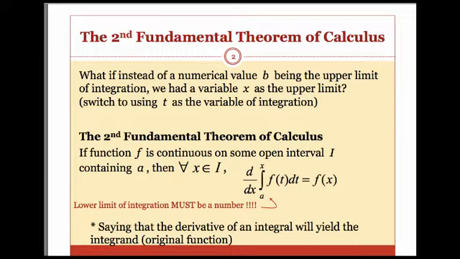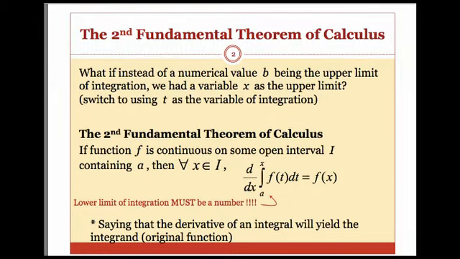And you're going to notice as we work through these, we're going to switch then to using t as the variable of integration. So what the second fundamental theorem of calculus states is that if a function f is continuous on some open interval I, and it contains a, so a is an x value, then for all x element of I, so remember what that cool math symbolism means, the upside down A is for all x, and that's the Greek letter epsilon in there, that means element of. So you're talking about some x value inside that open interval.